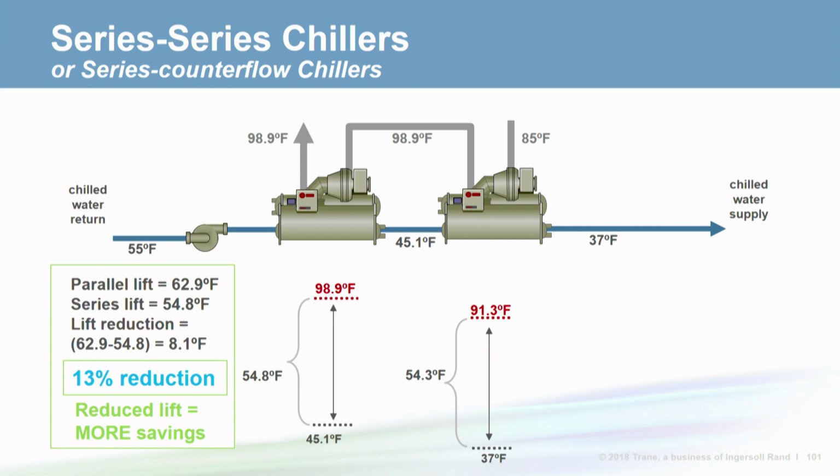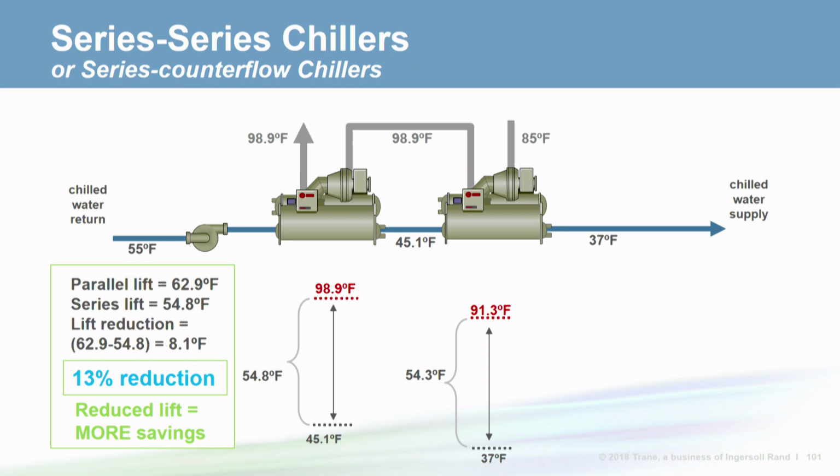The upstream chiller receives 55-degree return water and satisfies about half of the load. In this configuration, the upstream chiller only needs to make 45.1 degree fluid instead of the 37 degrees. The downstream chiller then receives that 45-degree fluid and conditions it to the 37-degree supply temperature. On the condenser side, the flow goes the opposite direction.